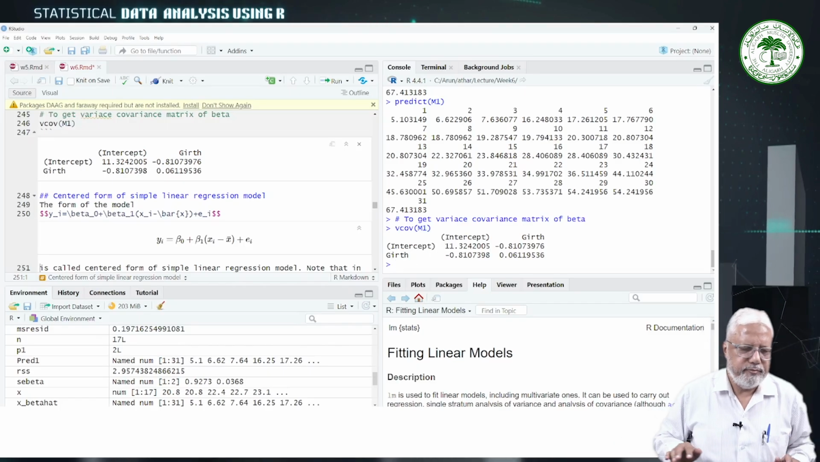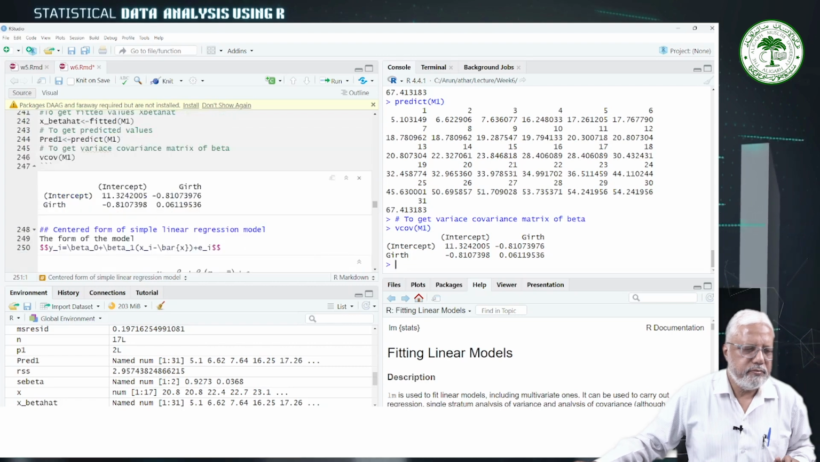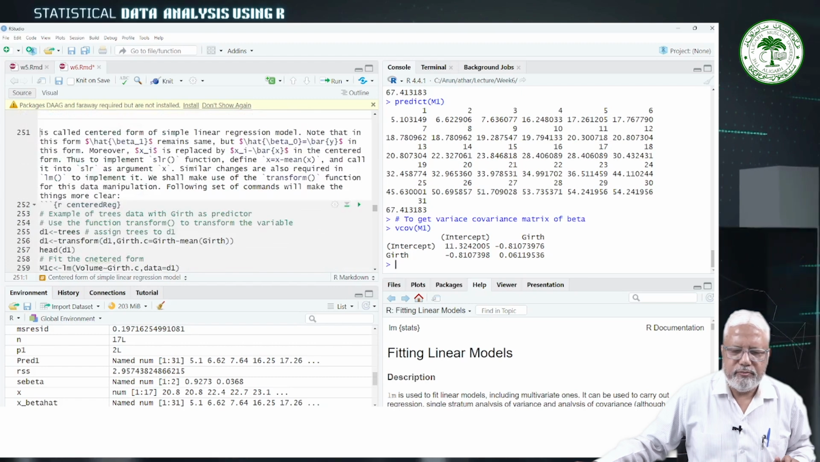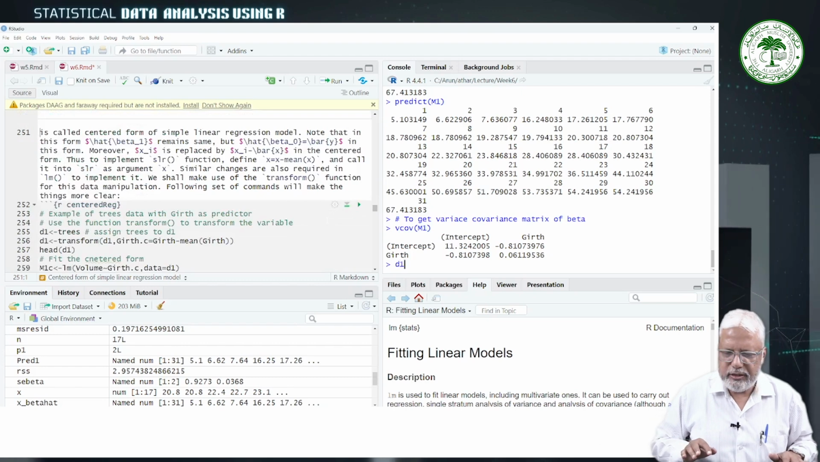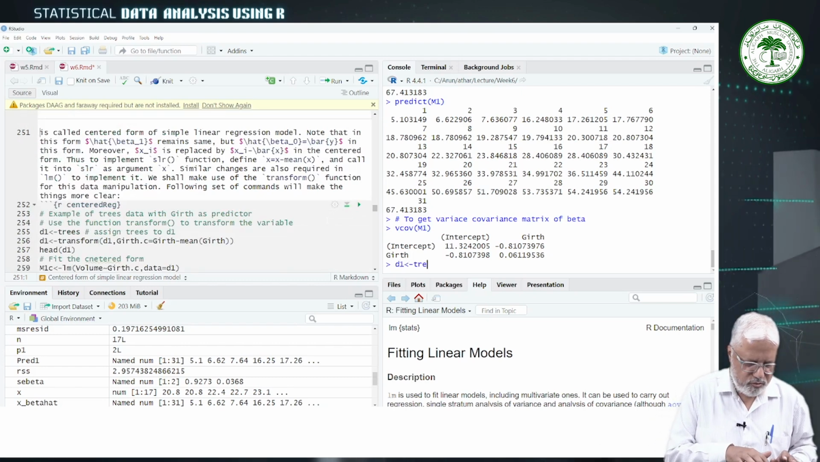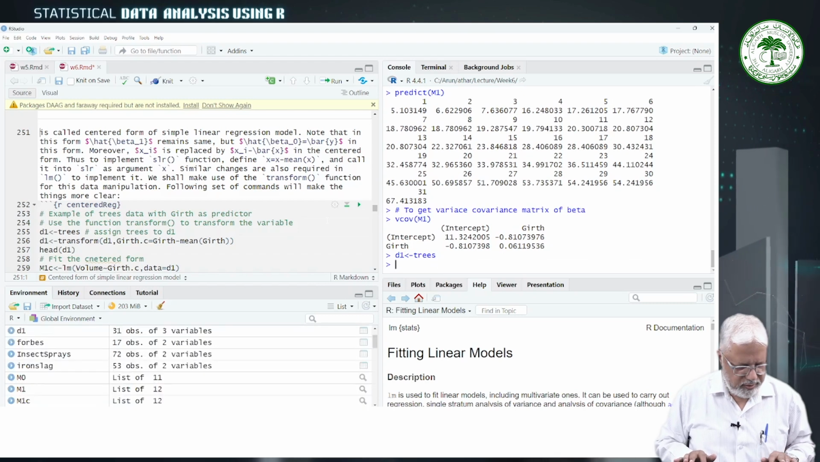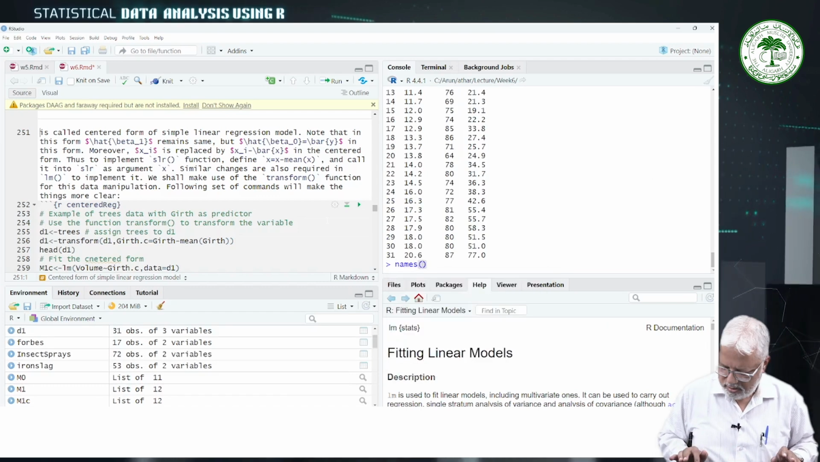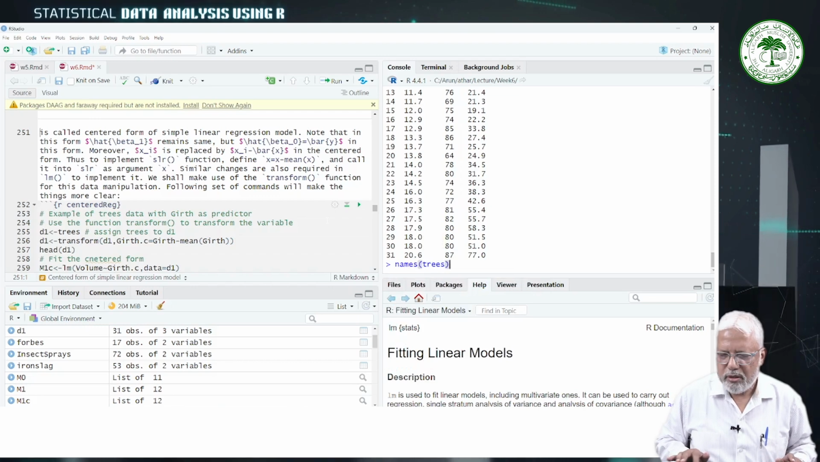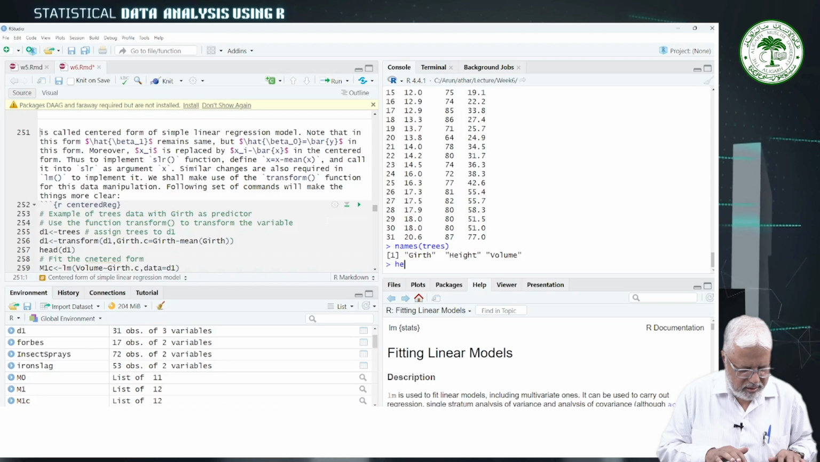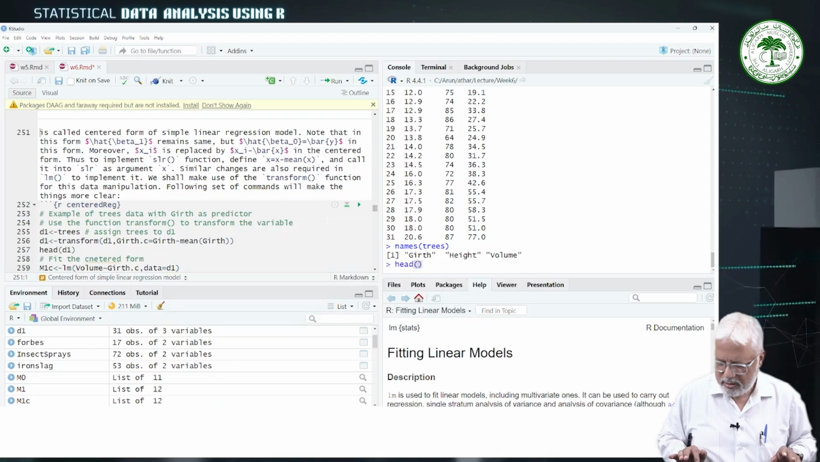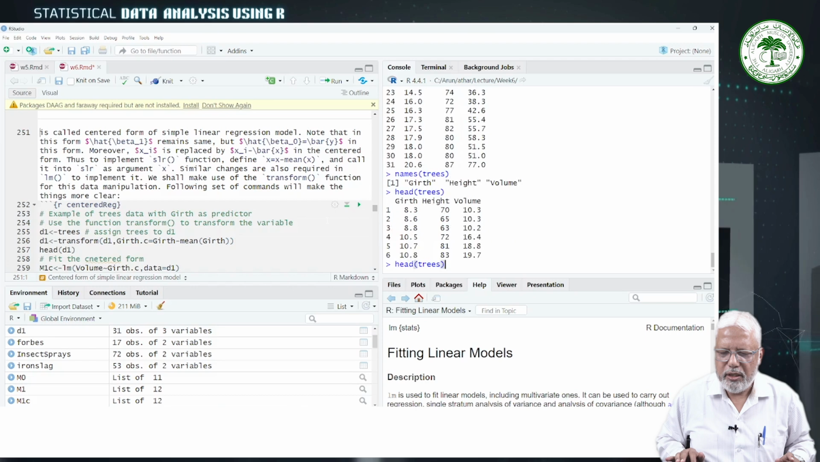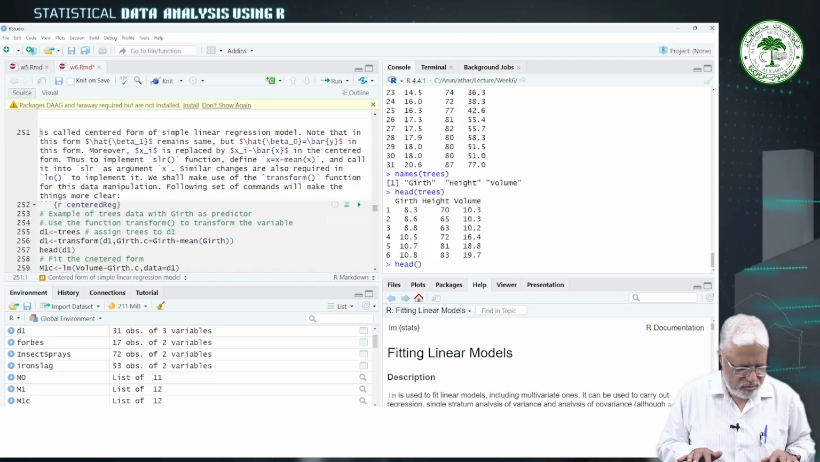See, we are using transform. So first we are writing d1 is equal to trees. So d1 is nothing but trees data. It is trees data. Names of trees, and then head. Head is the trees data. Head is trees, and d1 is also trees.